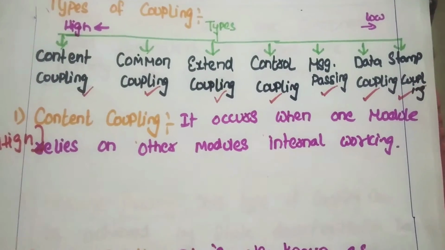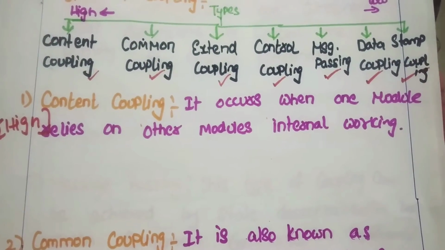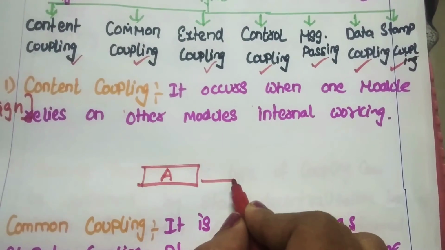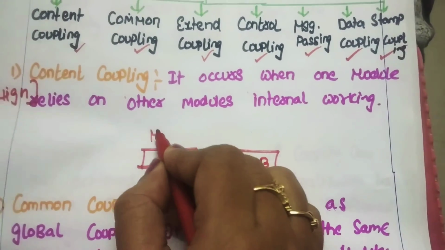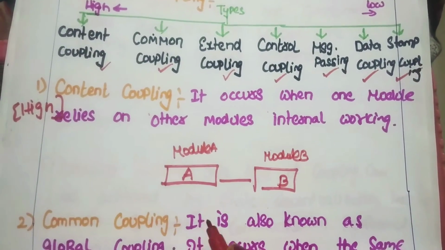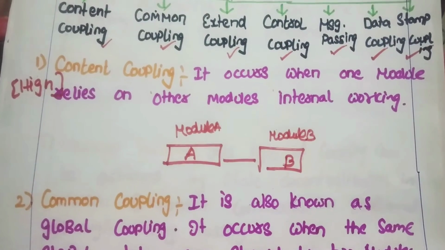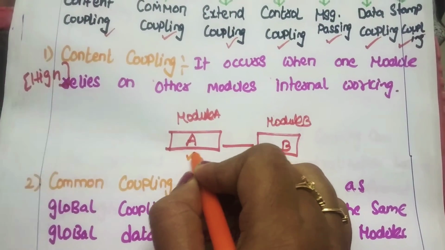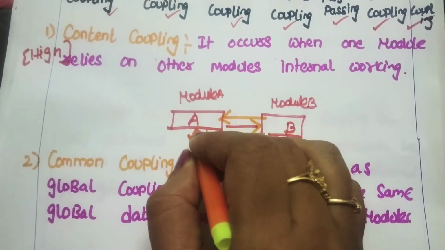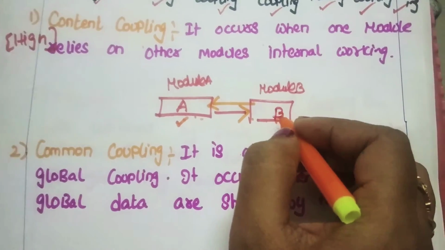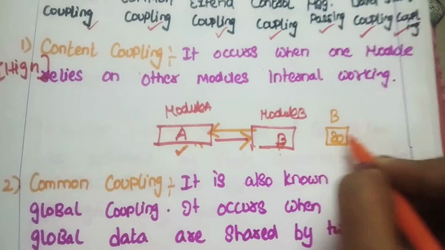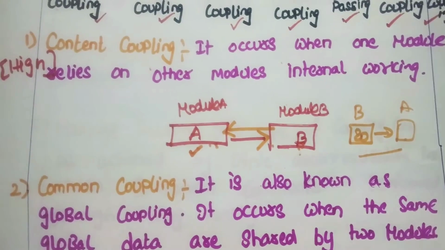It occurs when one module relies on the other module's internal working. So what does it mean? I will draw a pictorial representation so that you can understand very easily. This is module A and this is module B. It means a change in the second module will lead to a change in the dependent module. If we find a change in module A, it will definitely affect module B as well, and it sends messages. Both work internally. So a change in B also affects A. Understood? This is called content coupling.